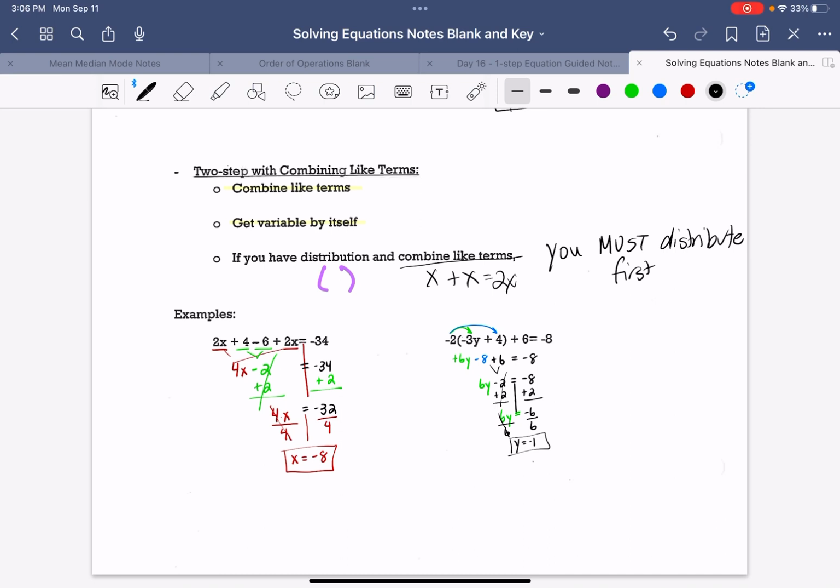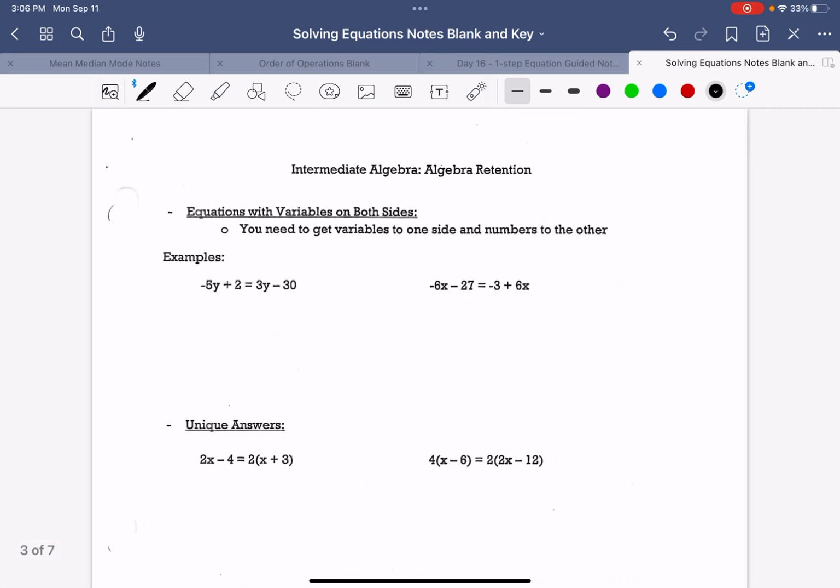But there are a couple different equations where you might get tripped up, okay? I know this is getting long, so what I want you to do is take a quick break and then come right back, okay? Or if you feel up to it, you can come back.